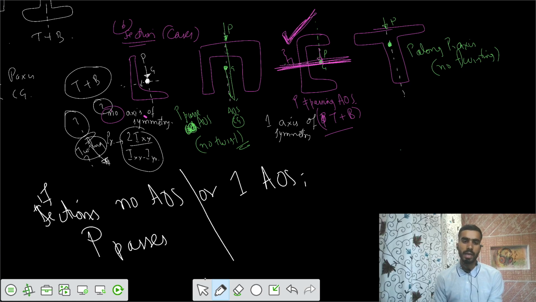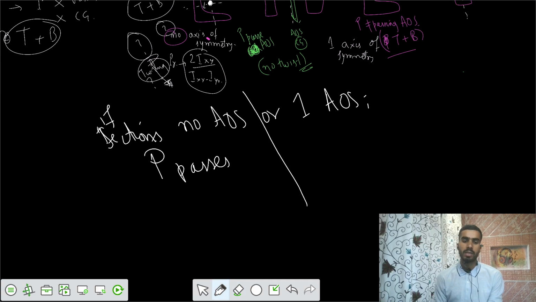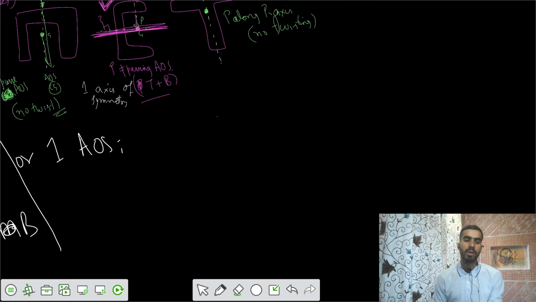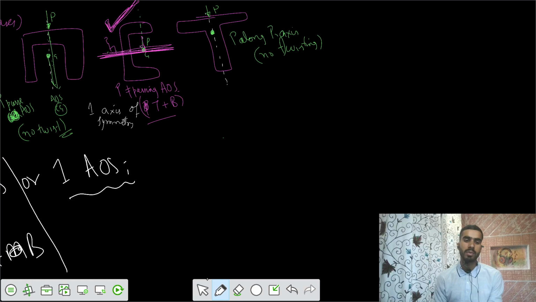For the separate case, you write: if the sections have no axis of symmetry and P passes along the CG, there is bending plus twisting. Even if the load passes through the CG, there is twisting plus bending for those sections which have no axis of symmetry. And for those sections which have one axis of symmetry, for no twisting to develop, the load should pass through the principal axis.